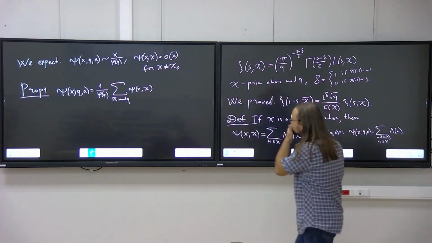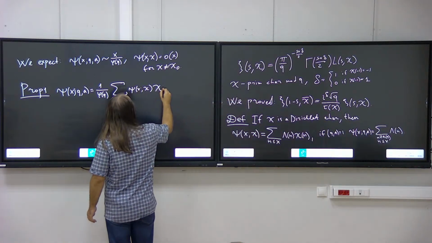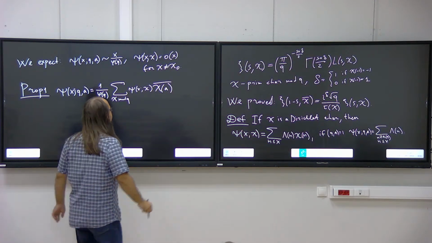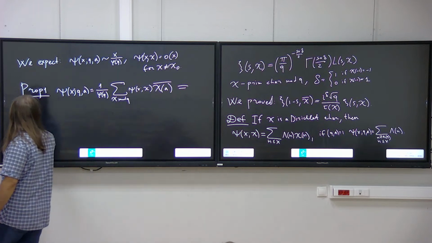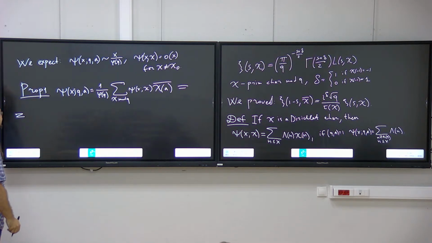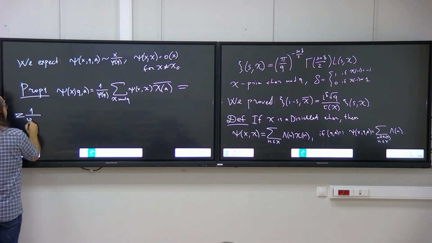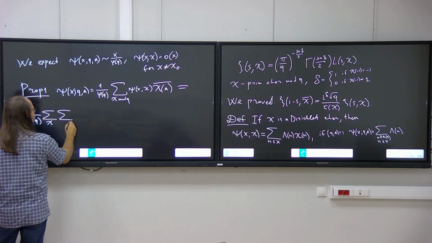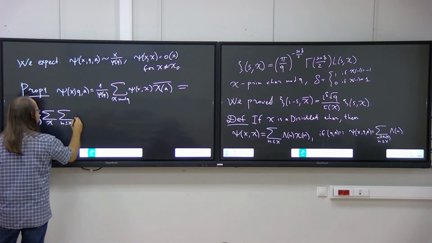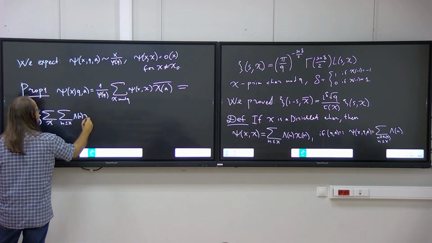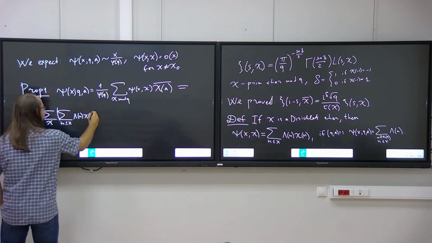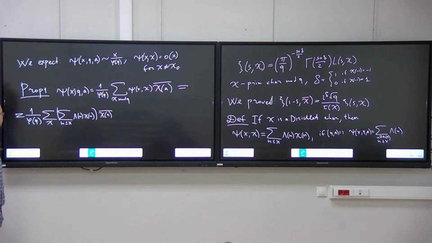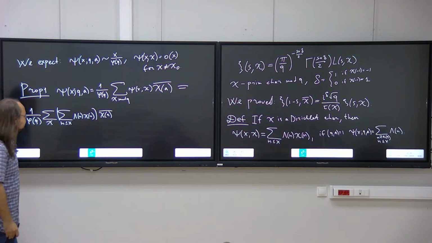So the coefficient here will be chi of a bar. This is because, let me just continue here as a proof. So this is 1 over phi of q, sum over chi, sum over n less than or equal to x, lambda of n, chi of n, multiplied by chi of a bar, by definition. And then you switch the sums.